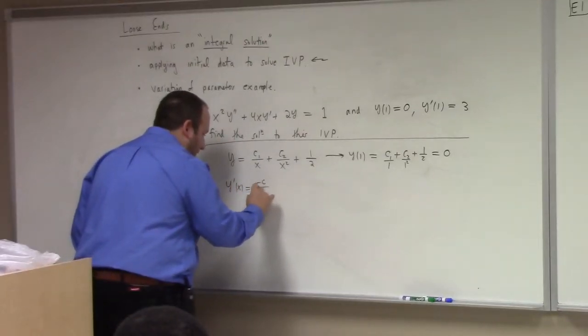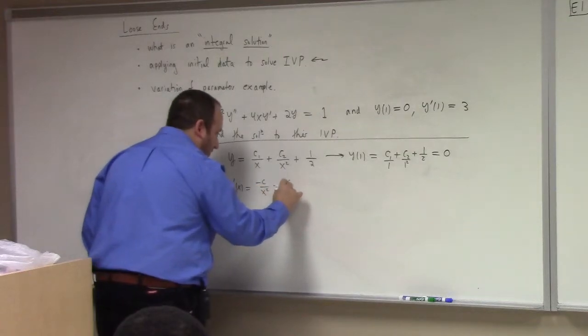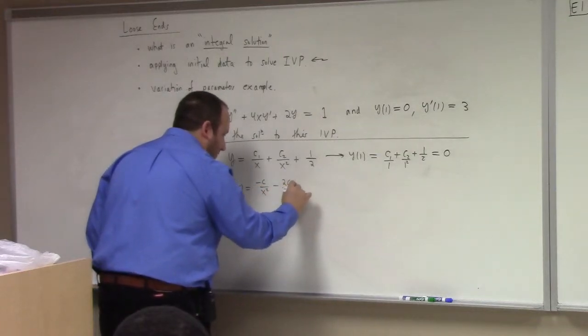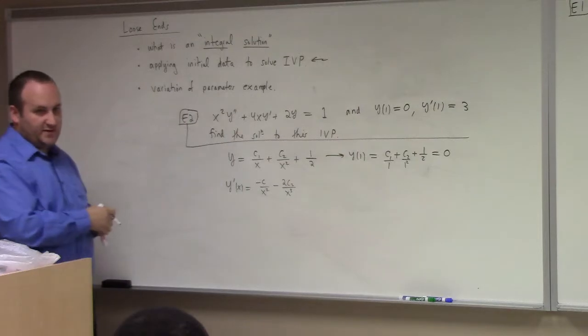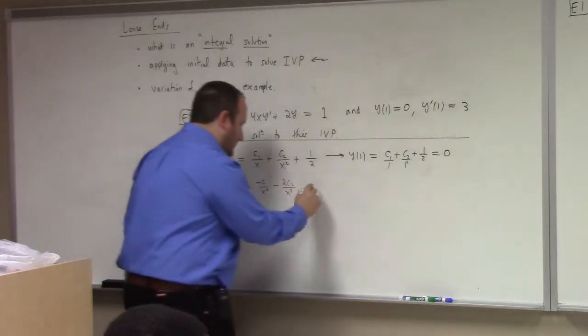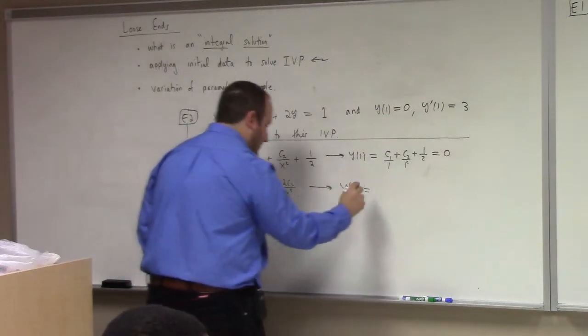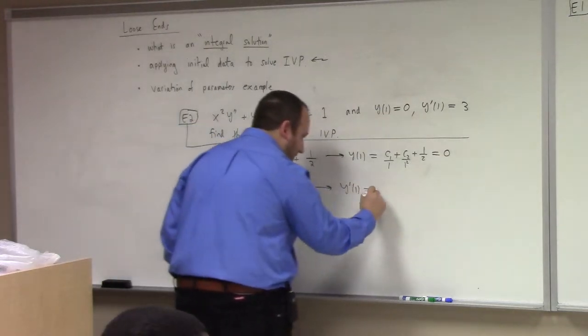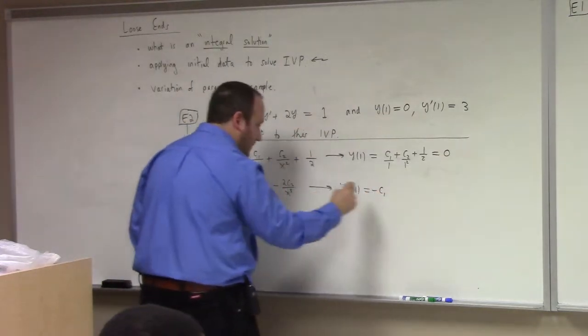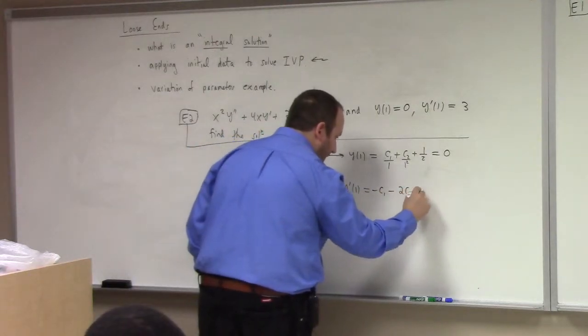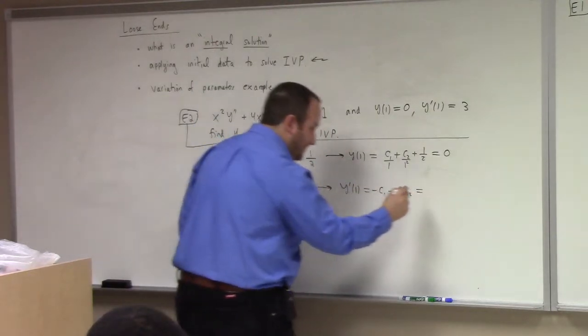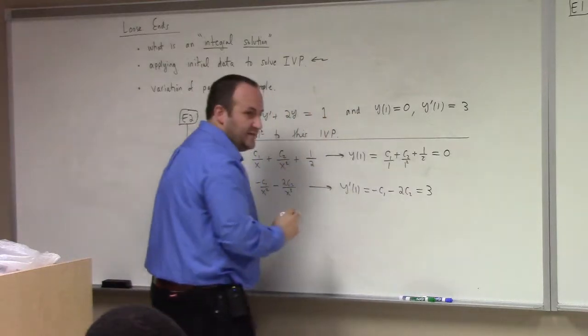That's minus C1 over x squared, right? Minus 2C2 over x cubed. And the 1/2 differentiates away, right? So y prime of 1 is what? It's minus C1 minus 2C2 equals 3. That's given, right? So let me gather my thoughts here.